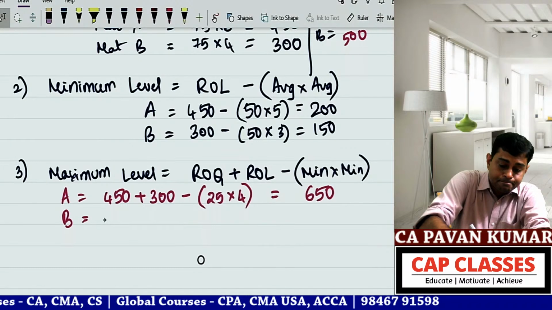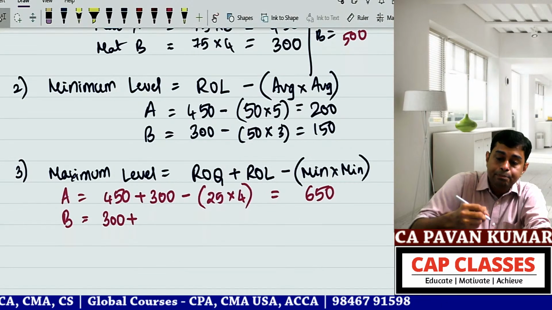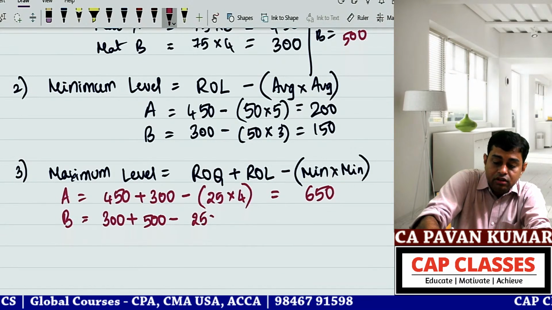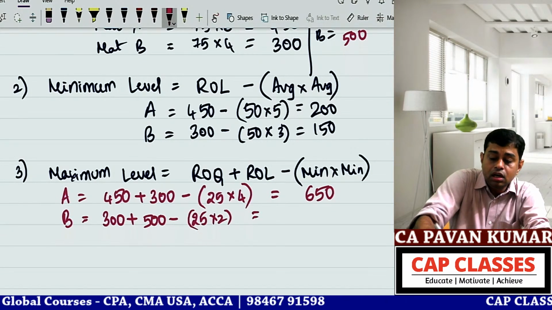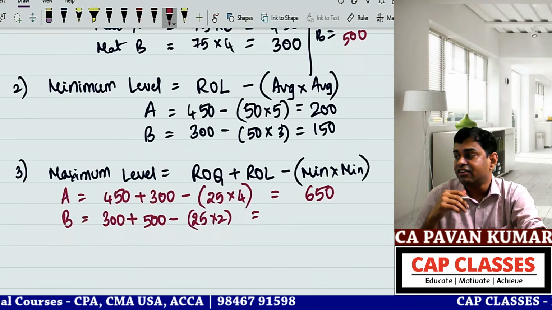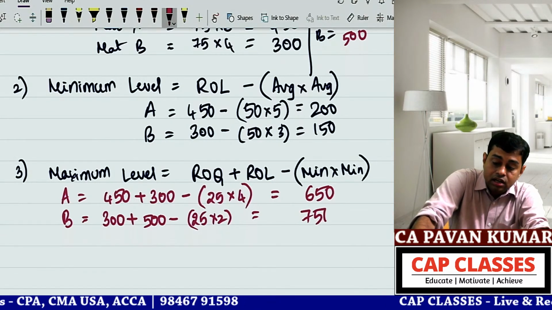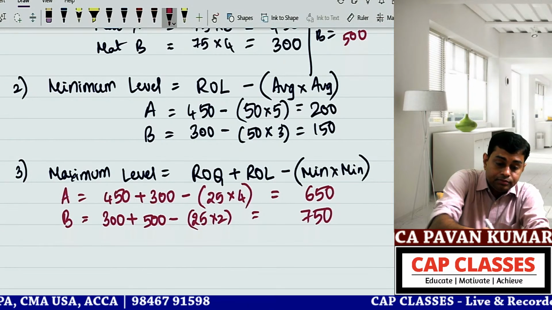$300 plus they have given 500 minus 25 into 2. 25 into 2 is 50. So is it 750? Hello, how many of you got 750 as the answer? 750 is the right answer.